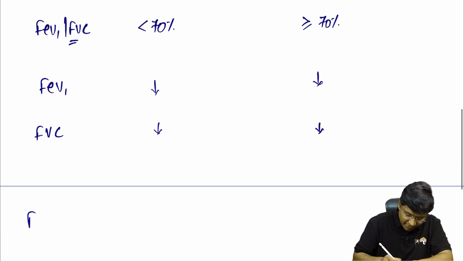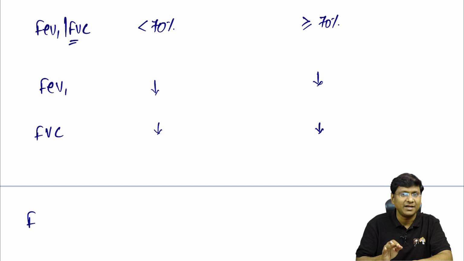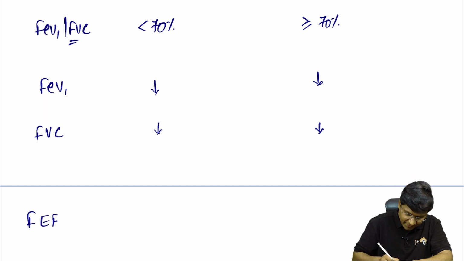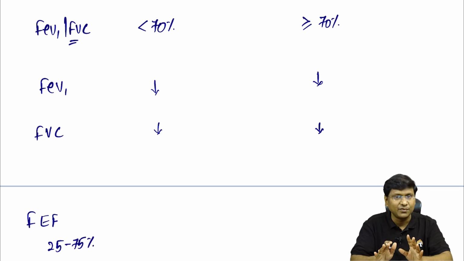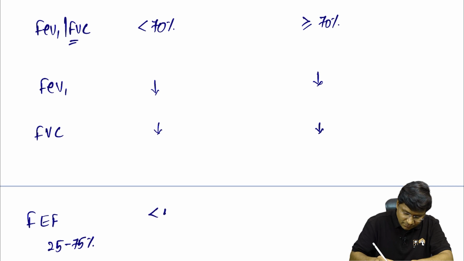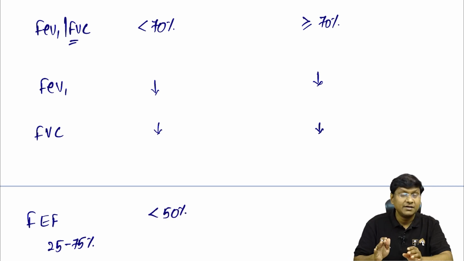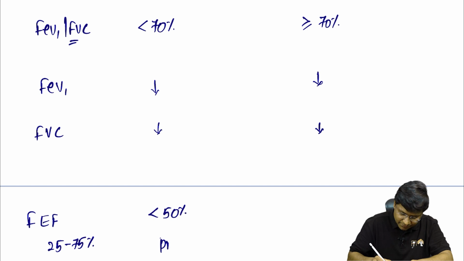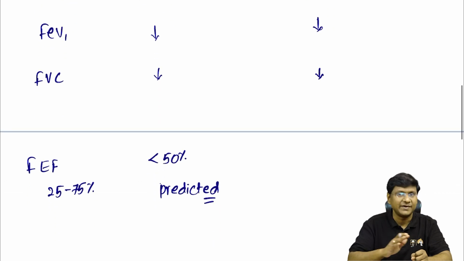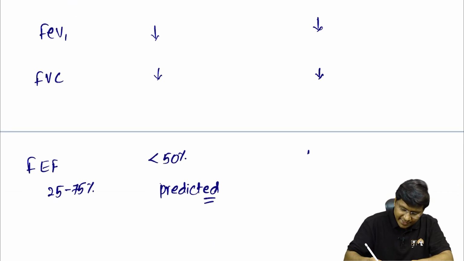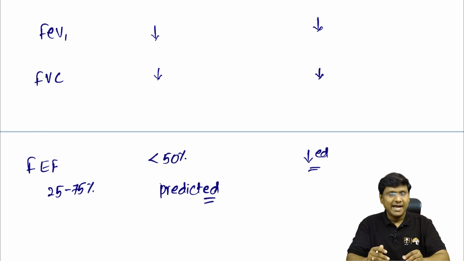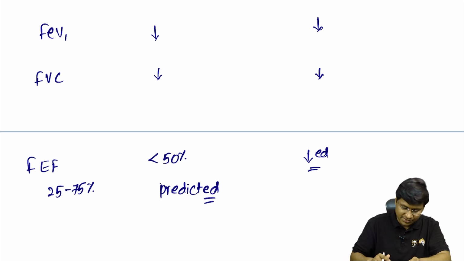And you have another important parameter called the forced mid-expiratory flow rate, that is 25 to 75%. In obstructive lung disease, this is reduced, less than 50% of the predicted value. In restrictive lung diseases, it is also decreased, and this is mainly useful for assessment of the obstructive lung diseases rather than the restrictive lung diseases.